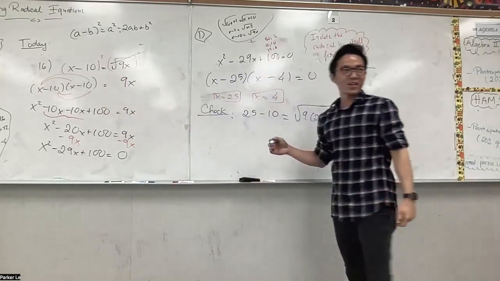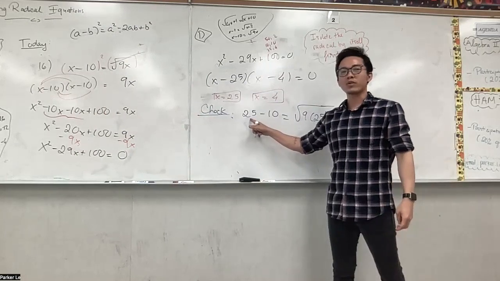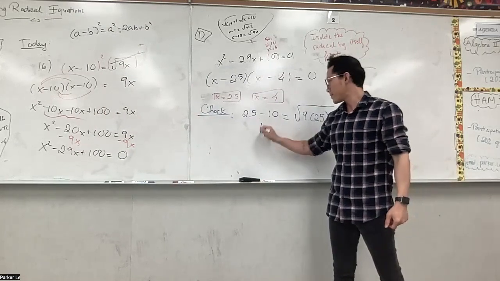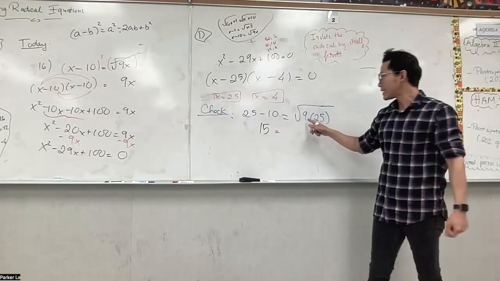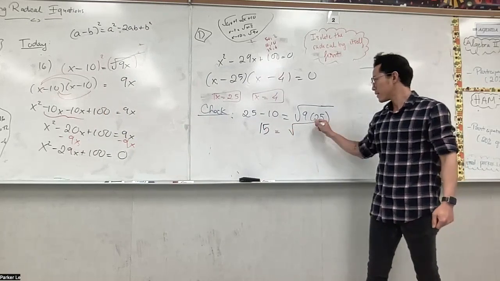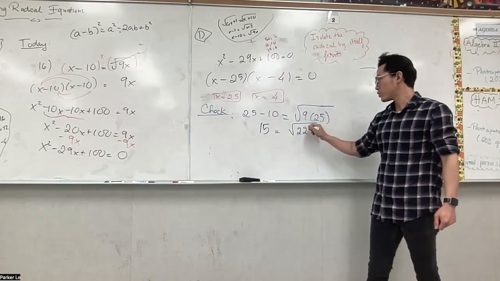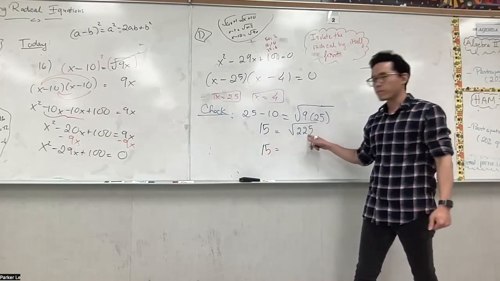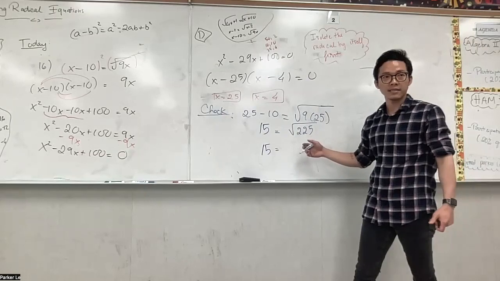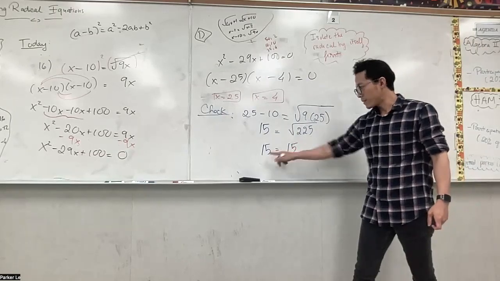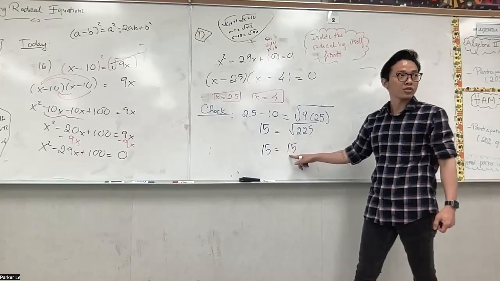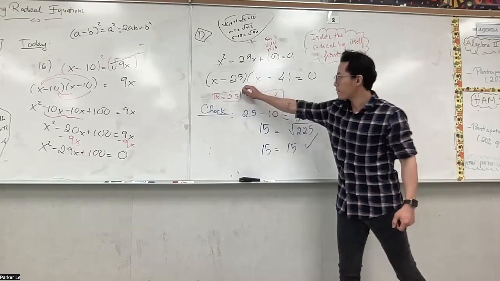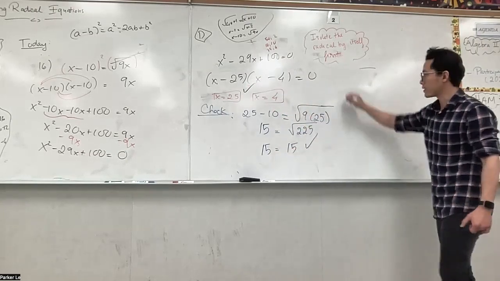All right, we're gonna do the other way. What is 25 minus 10? 15. What is 9 times 25? It's 225. Okay. What is square root of 225? It's actually 15. So 15 equal to 15, is it correct? Is it true statement? Yes. So 25 is the solution.